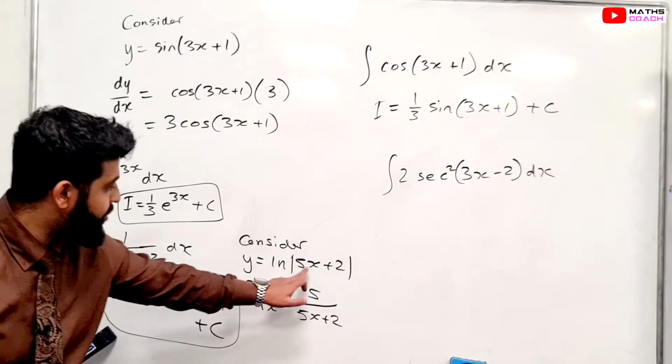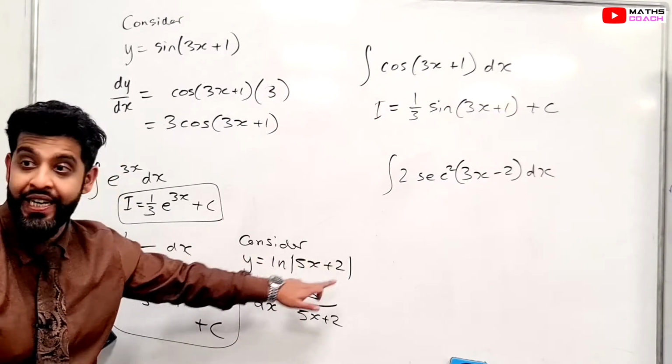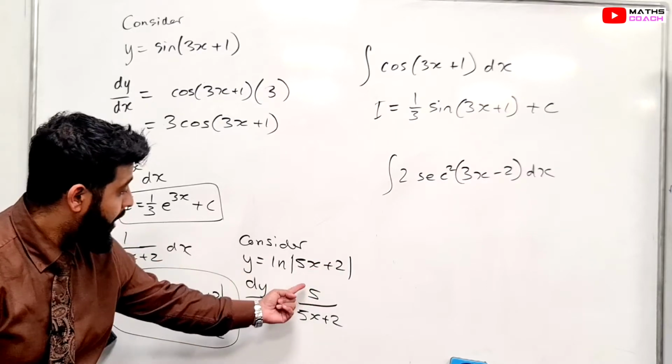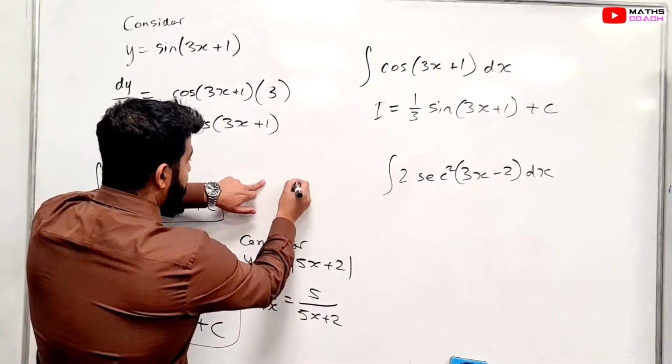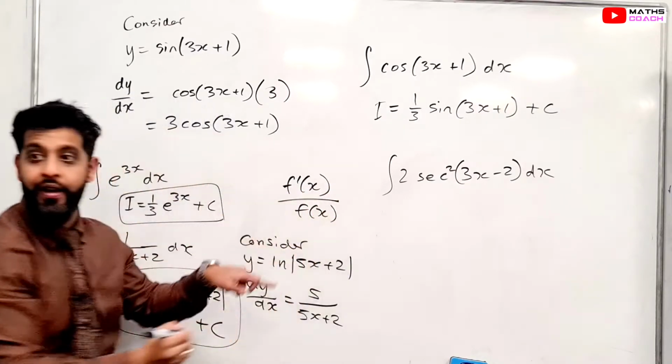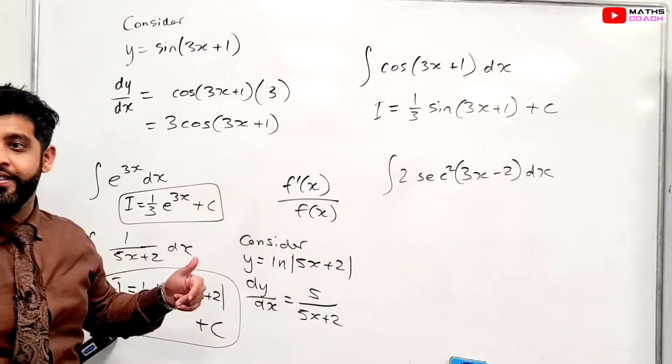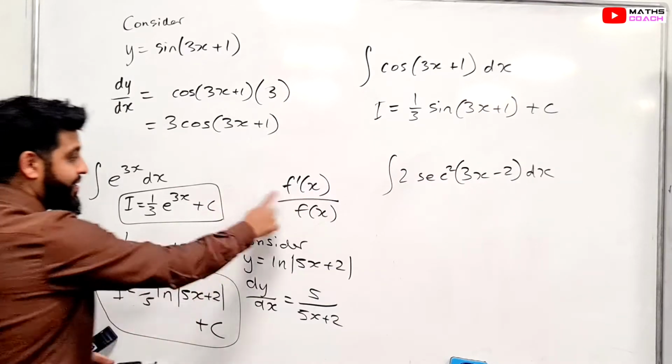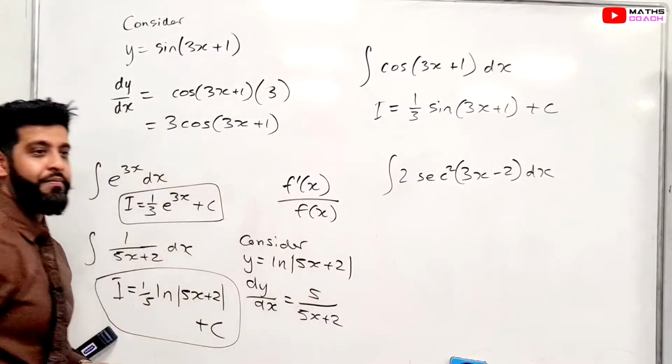How do you get the 5? You know when you differentiate ln x, we have that rule where we have f dash over f of x, like that, when you differentiate ln. So that's the differentiation of just the bracket.